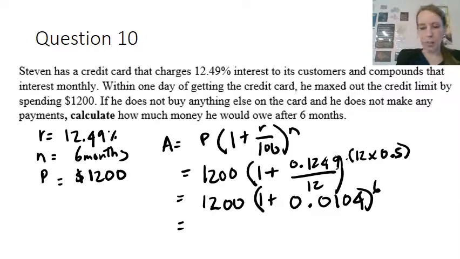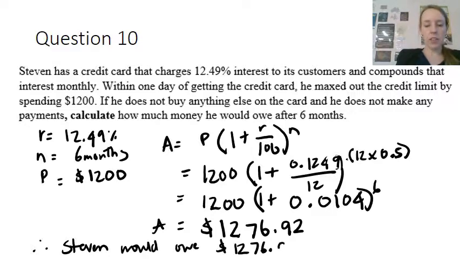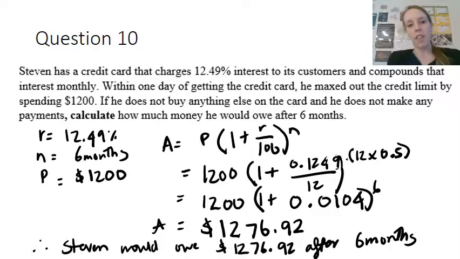Put that there, put that into our calculator. We'll get our amount as $1,276.92. So therefore, Stephen would owe $1,276.92 after 6 months. That's obviously if he doesn't add anything else to his credit card or if he doesn't make any repayments. Okay, and that's all I've got for the video.